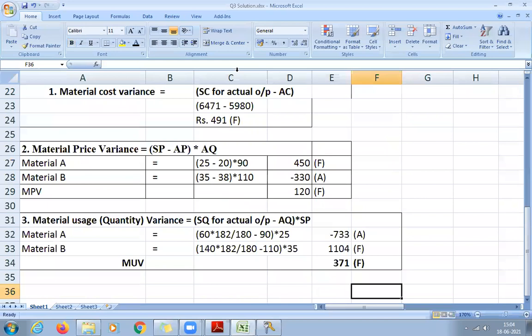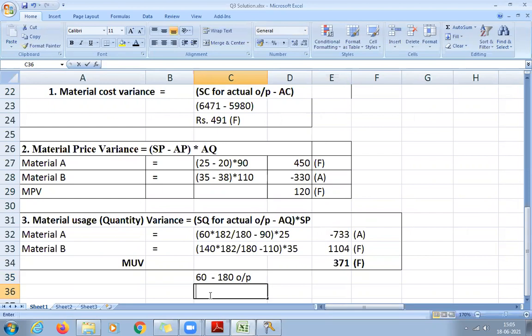See the formula says standard quantity for actual output. So standard quantity I know, but for actual output I don't know, because standard quantity is 60. That is for material A, it is 60. But it is for 180 output. But how much is actual? Actual is 182. Yes or no? So that is why we have to convert that. See, 60 is for 180 output.